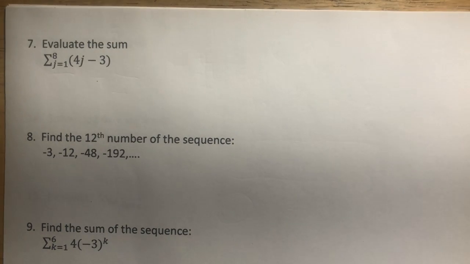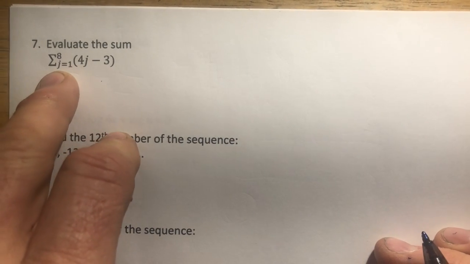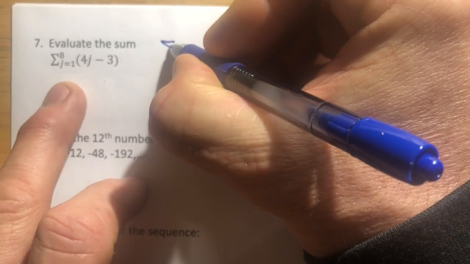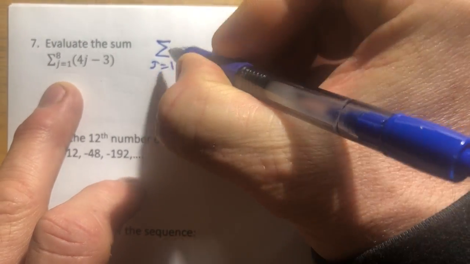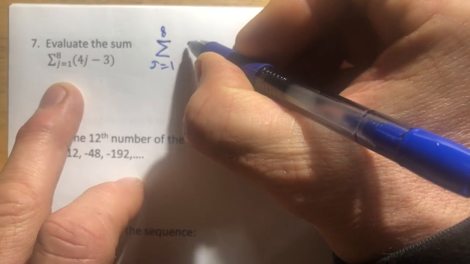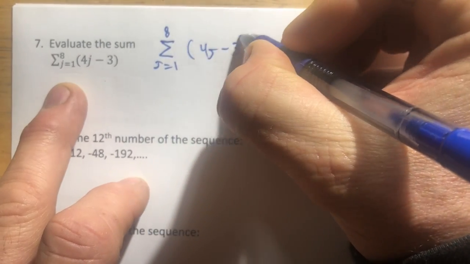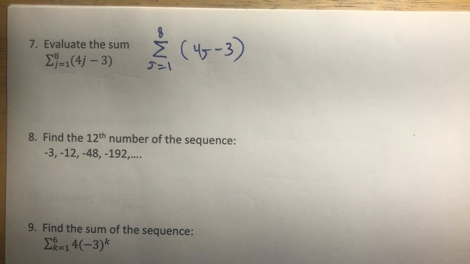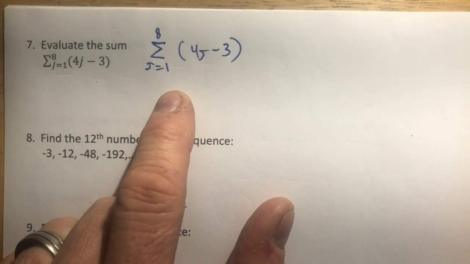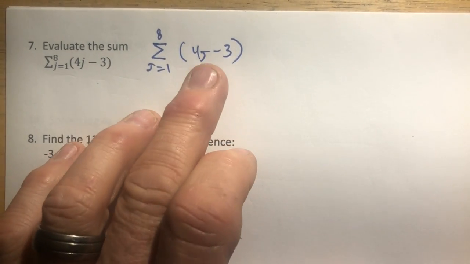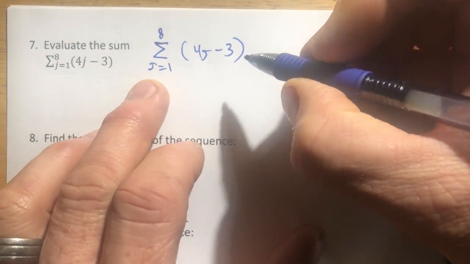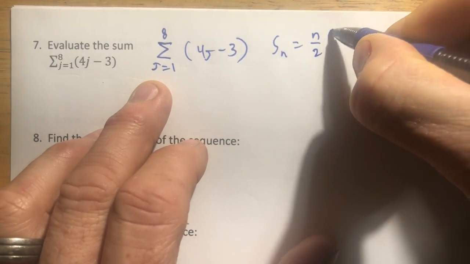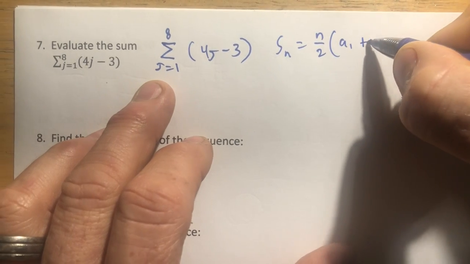All right, let's go to number 7. Number 7, evaluate this sum. Now this actually didn't type up right. It's supposed to be j equals 1 on the bottom and 8 on the top. It didn't type out correctly. So we want to evaluate this sum. Well, this is arithmetic, so it's going to be s sub n equals n divided by 2 times a sub 1 plus a sub n.